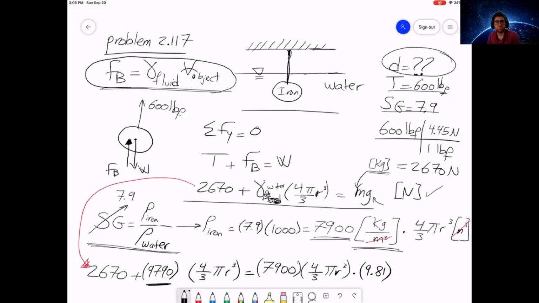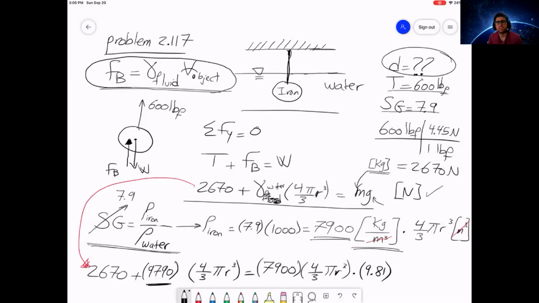Gotcha. So you just used the SG equation to find the density. I just used SG to find the density of iron because I need the mass. Now I get it. You can approach this problem in so many different ways, but that's how I like to approach it. What is weight? Weight is basically mass times gravity. Gravity is constant, we can assume 9.81. And mass you can find from density, because the definition of density is just mass over volume.